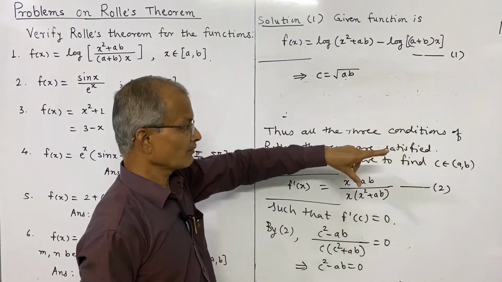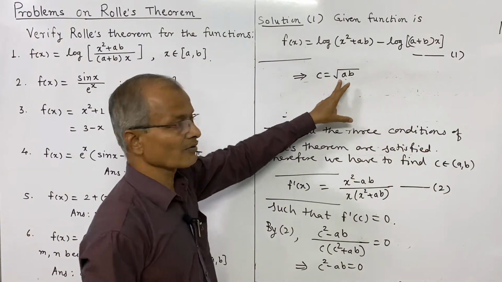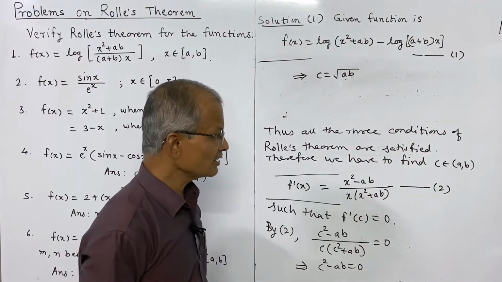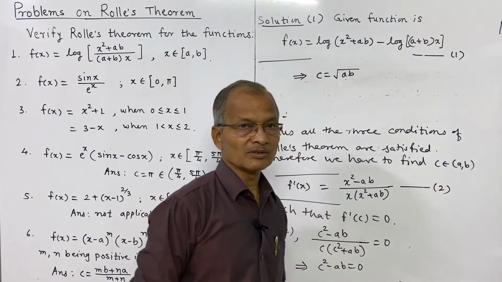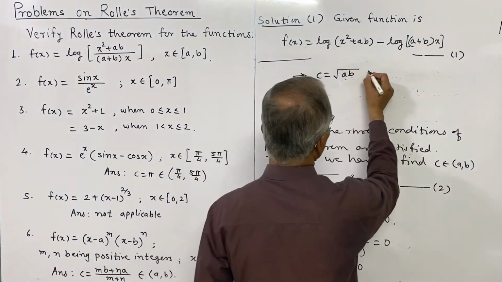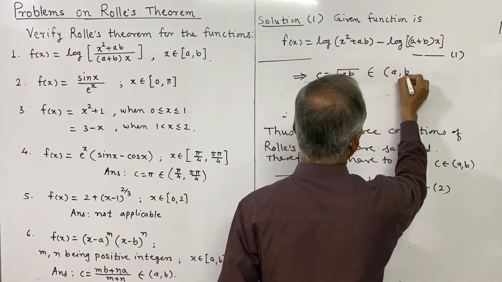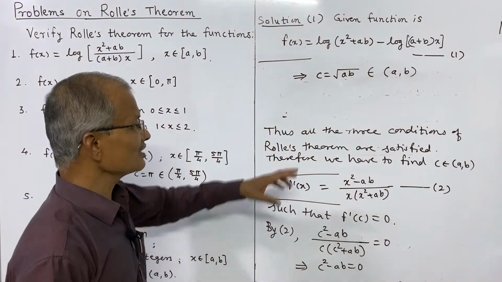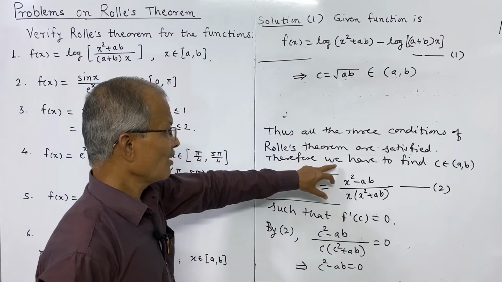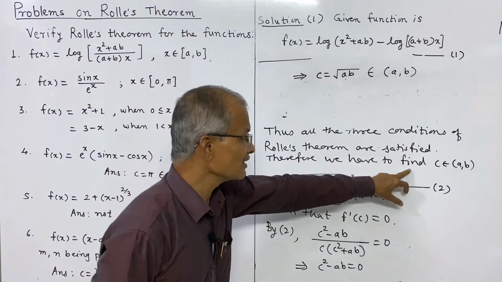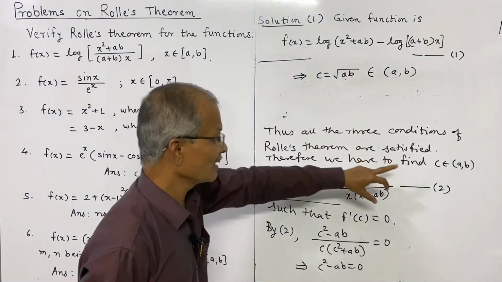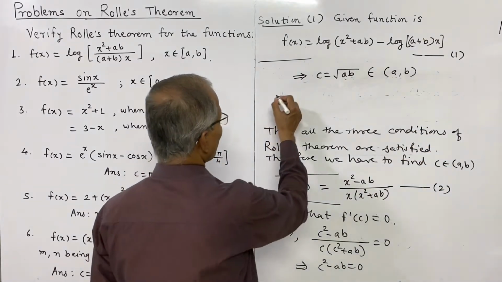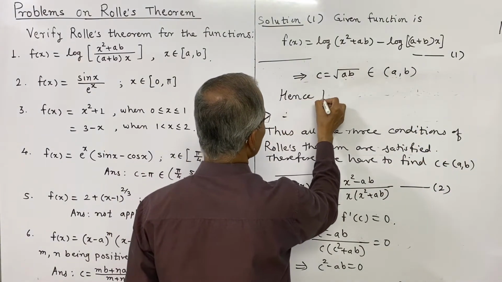So the product of two quantities, its square root is the geometrical mean, and the geometrical mean lies in between a and b. So this belongs to the open interval (a, b), and hence the theorem is verified. So this is the statement of the theorem. We have to obtain, therefore we have to find c, and we have obtained c, and that is in the open interval (a, b). So hence Rolle's theorem is verified.